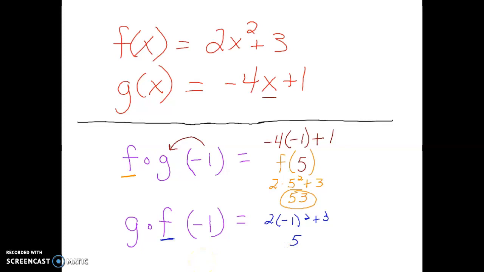The next thing I would have to do is apply that into the g function. So now I'm going to replace that x in the g function with a 5. Once again, do the order of operations, and I should get a -19 for that answer.